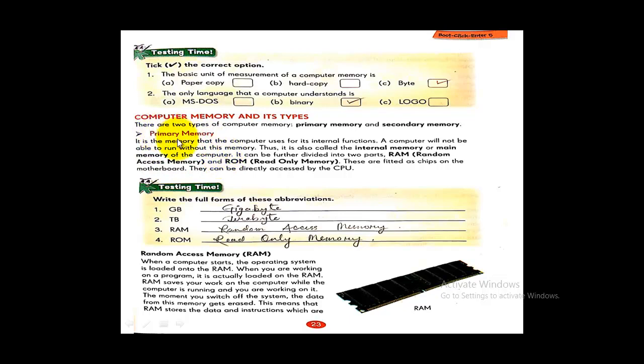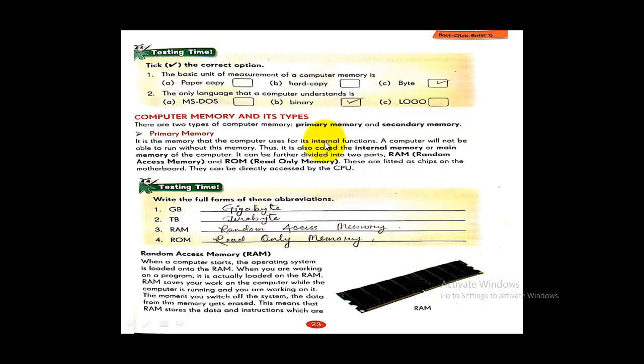Primary memory is necessary for the computer's functions. Okay, you will not be able to run computers without this memory. Okay, the computer uses it for its internal functions.